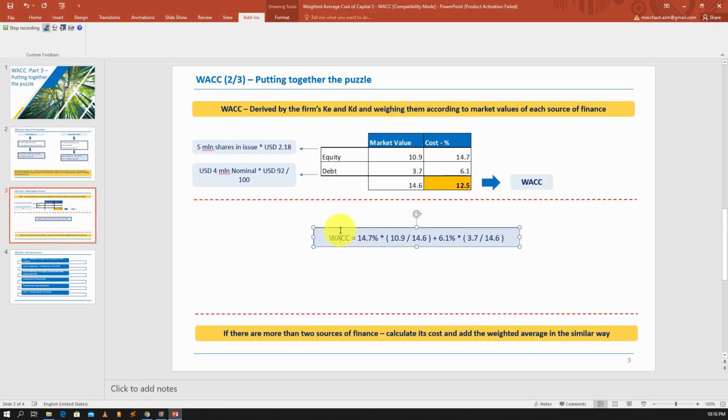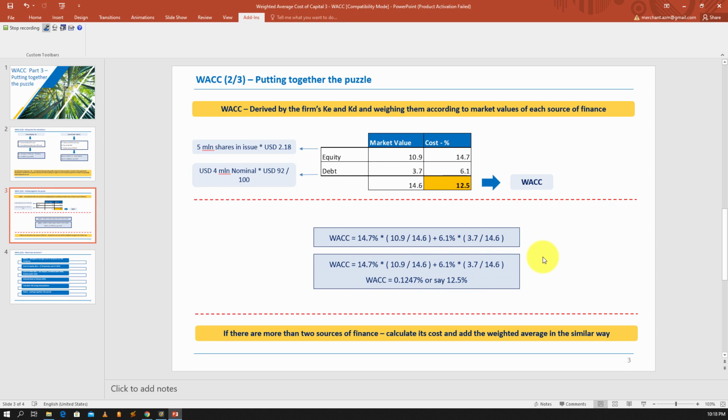Let's rewrite this equation. I want to make sure there is no confusion by the end of this series. So let's read the definition again and form an equation. It's formed by the firm's cost of equity and cost of debt and weighing them according to the market values of each source of finance. Try to make this equation yourself. You can pause the video if you like. So we come up with a WACC of 0.1247. I hope you guys were able to make the equation. If not, you can always have a look at this and get a better understanding.